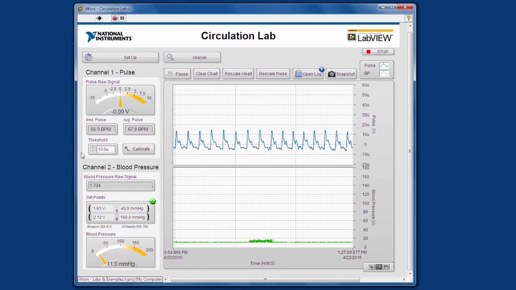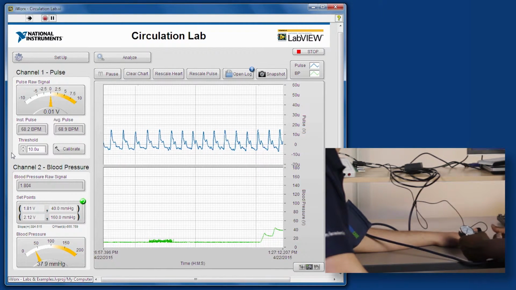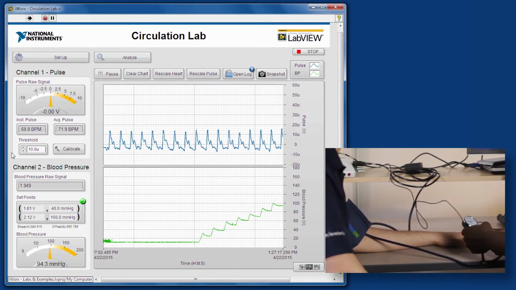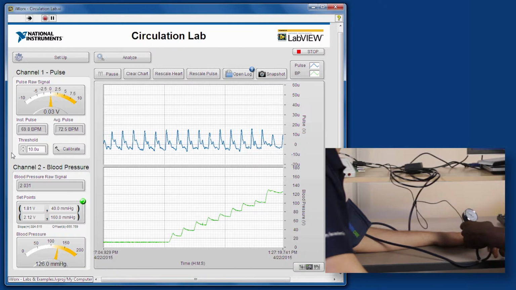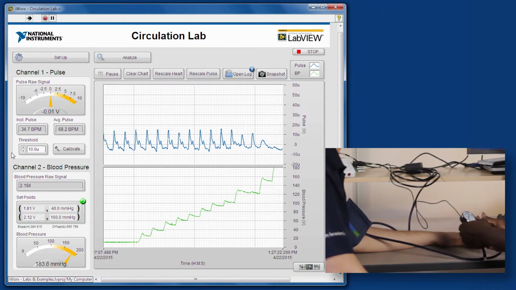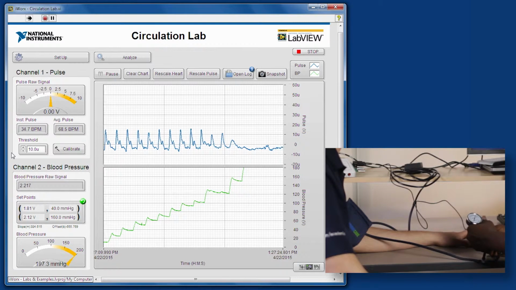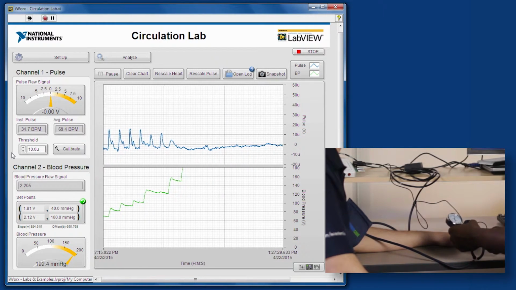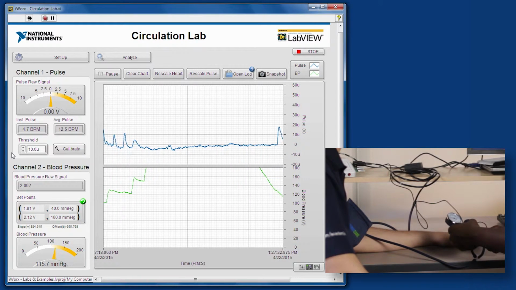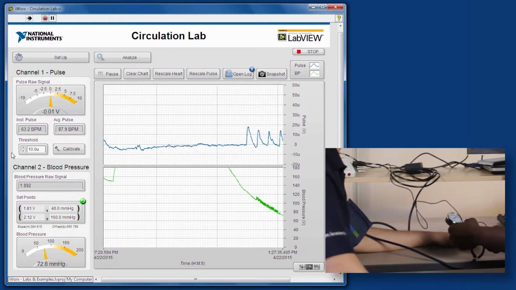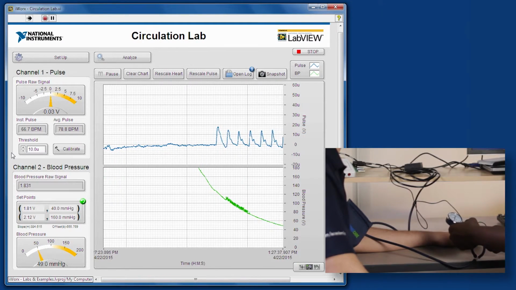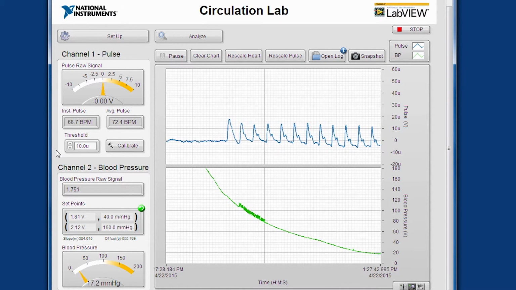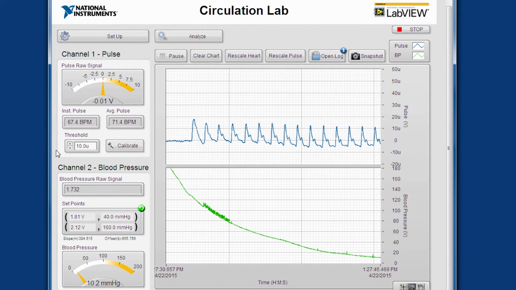Now if I increase the pressure in the cuff, we'll slowly start seeing our pulse disappear. At the moment that our pulse disappears, we can call that the systolic pressure. Now if I slowly release the pressure in the cuff, the moment that we see our pulse reappear and stabilize, we call that our mean arterial pressure. And with a little bit of math, we can calculate our diastolic pressure.